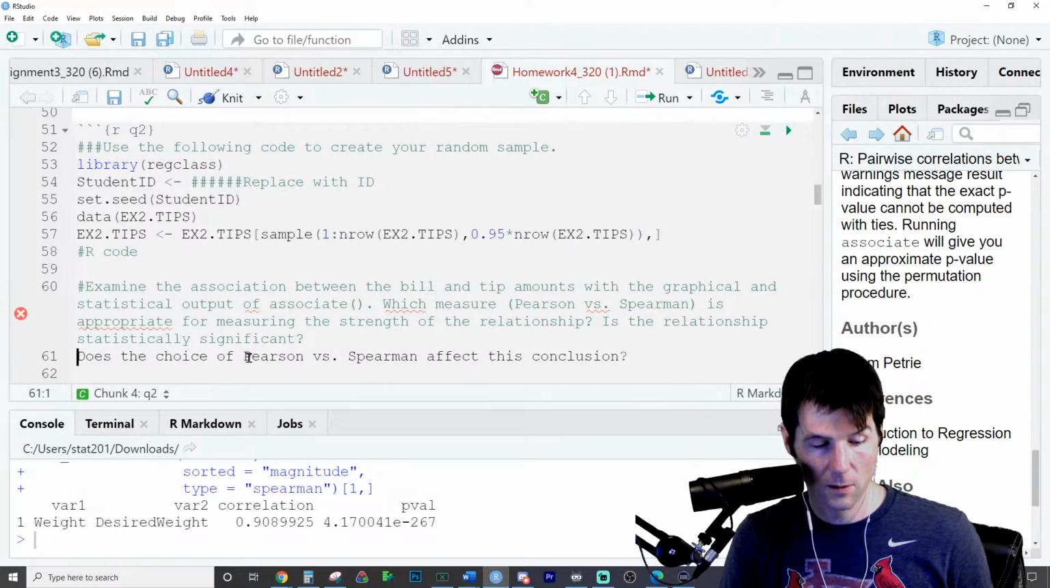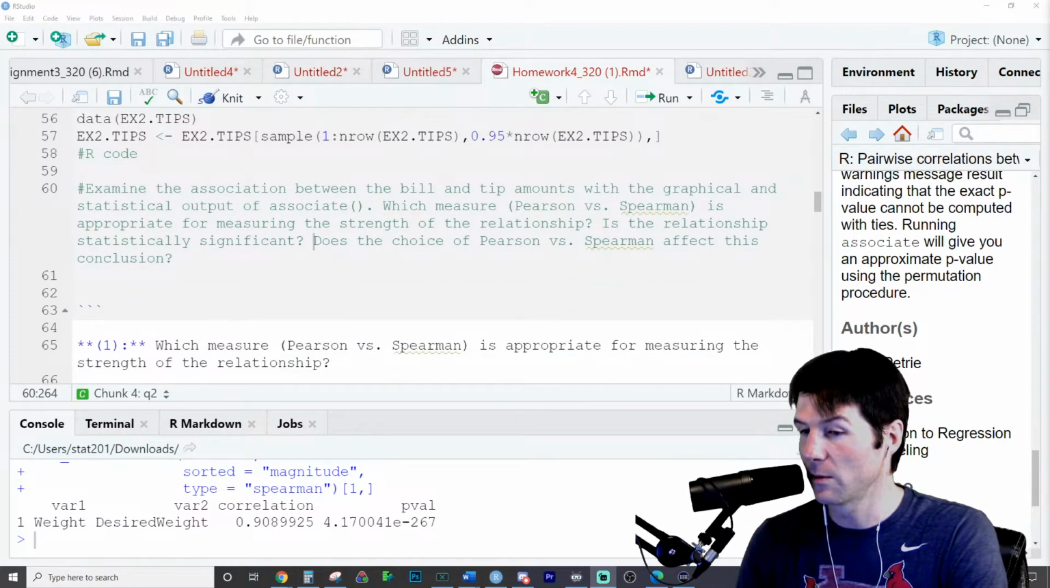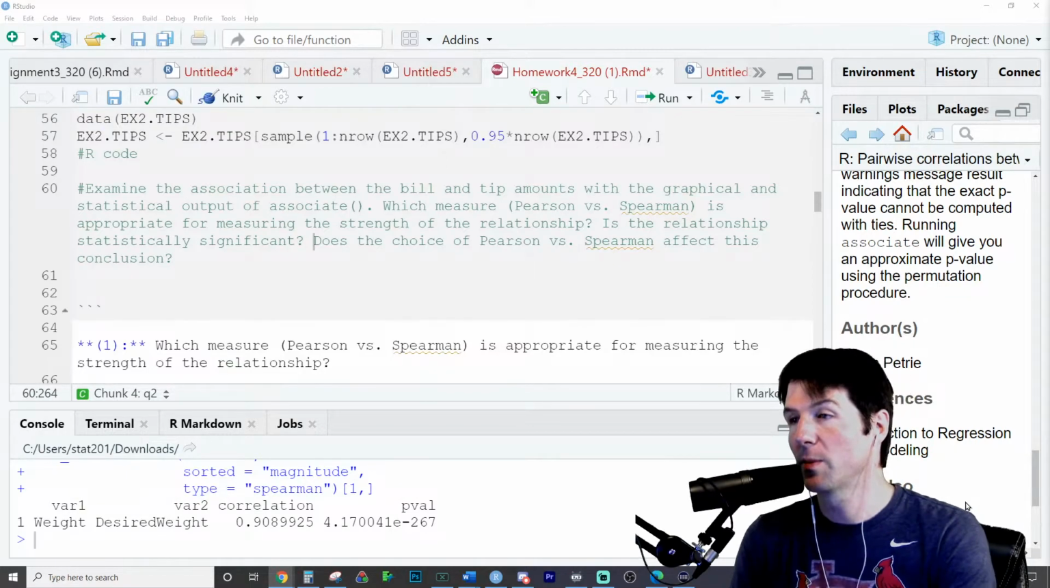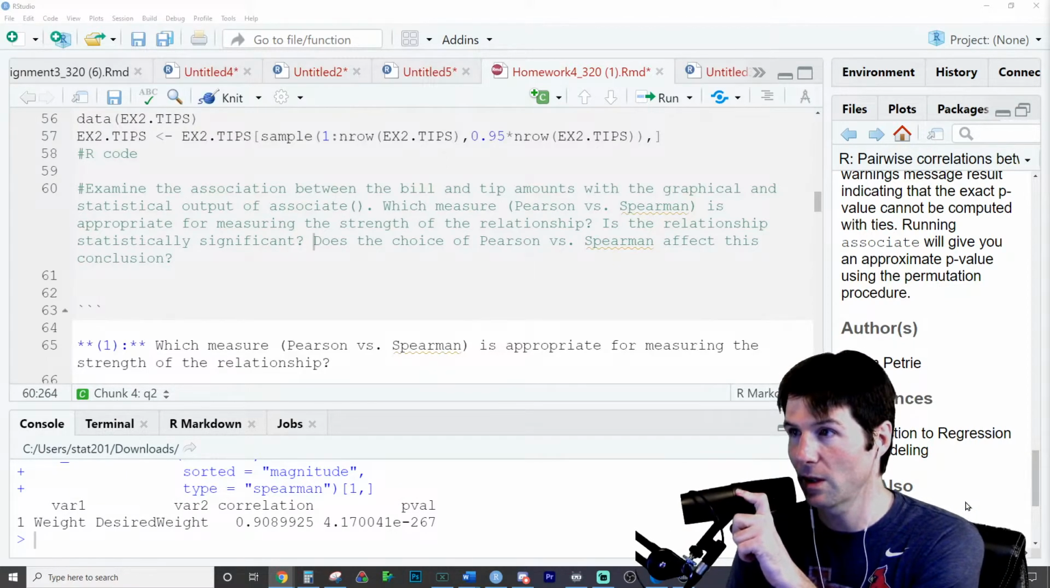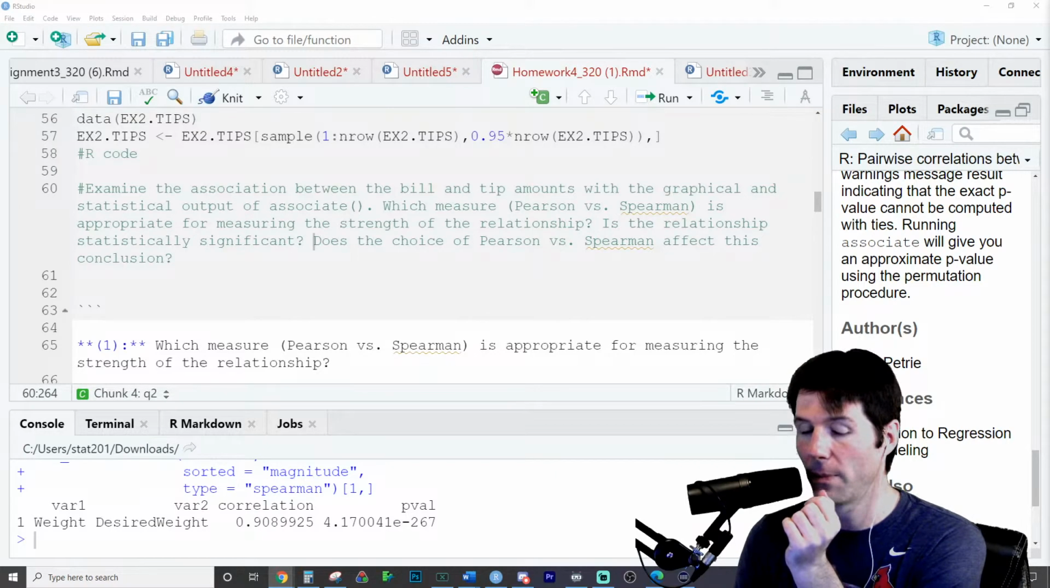Here we go. Okay, so the question says, let's see what everyone's saying on the screen. This is what I'm trying to fix for later. Examine the association between bill and tip with the graphical and statistical output from the associate function. Which measure, Pearson versus Spearman, is appropriate for measuring the strength of a relationship? Is the relationship statistically significant? Does the choice of Spearman or Pearson affect this conclusion?